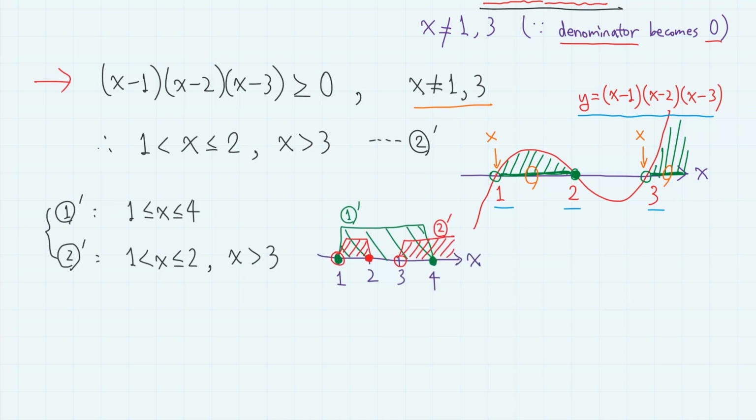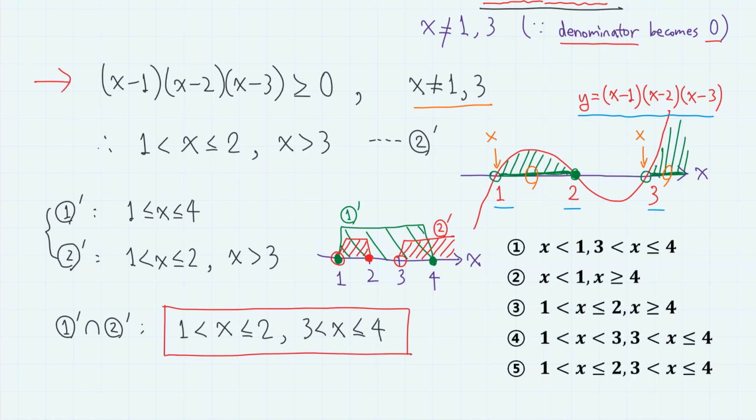The solution to the given system of inequalities is the common range between 1 prime and 2 prime, which is x is greater than 1 and less than or equal to 2, and x is greater than 3 and less than or equal to 4. Therefore, the correct choice is choice 5.